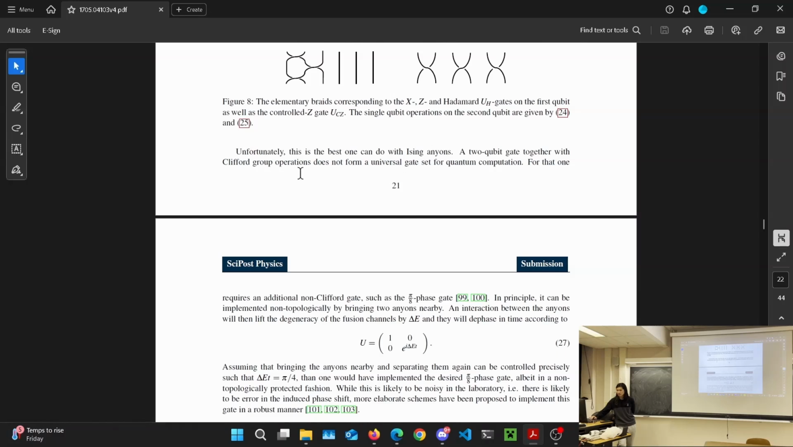And also, technically, the Ising anyon model is not universal, but you can add another gate that's non-topological to make it universal. But the Fibonacci one is universal, but there's no experimental ideas about how you could do it.